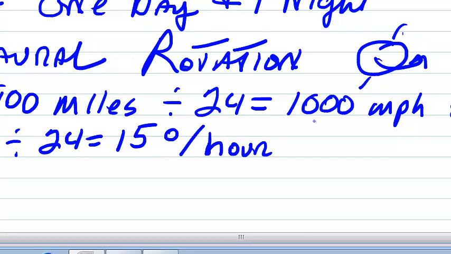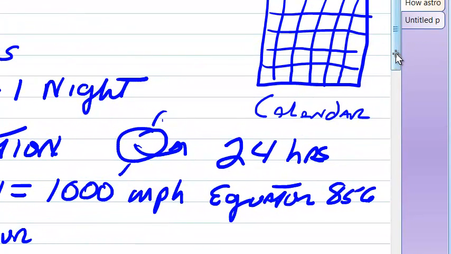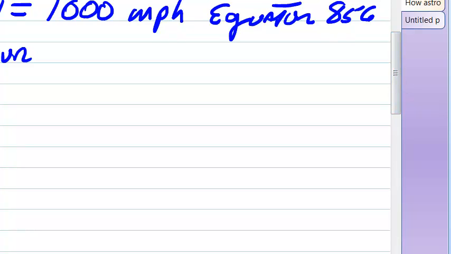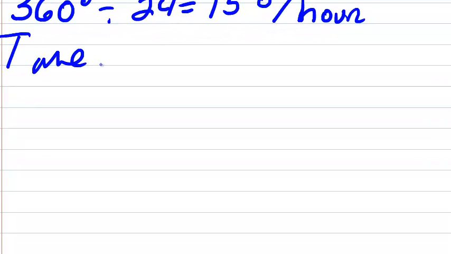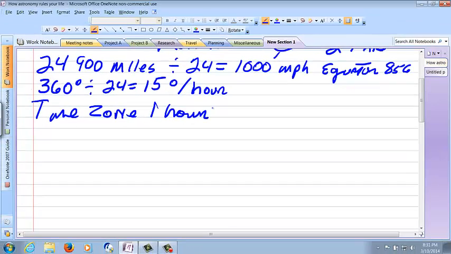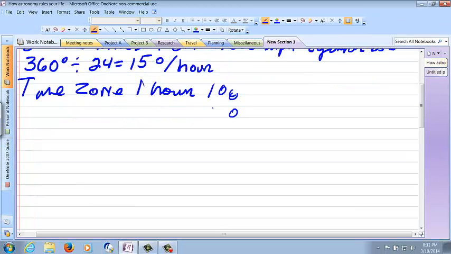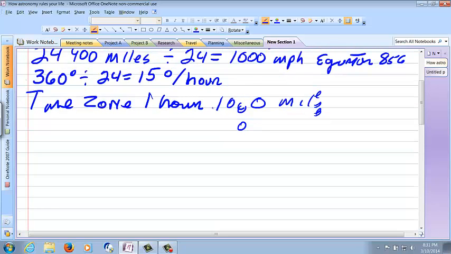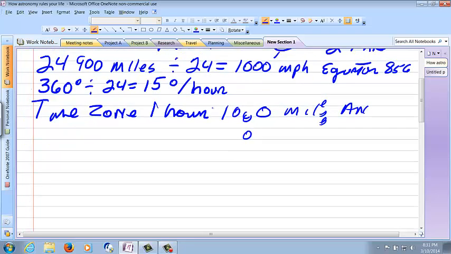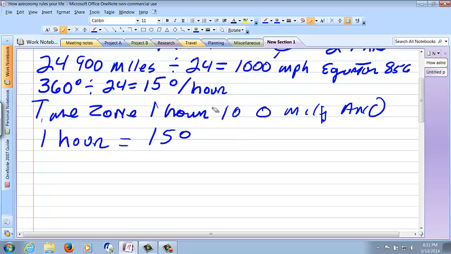You say, well, that doesn't make a difference to me, but it kind of does, because if we look at things that are relative to you, such as time zones, how do they come out? Time zones are normally set 1 hour apart, and that 1 hour represents about 1,000 miles. 1 hour equals 15 degrees. So time zones are set up 1 hour apart and 15 degrees apart.